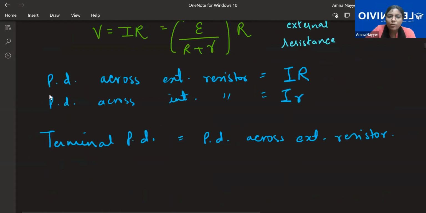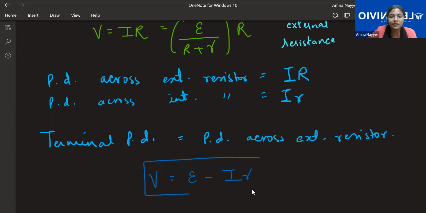If I want to calculate the potential difference across the external resistor, it will be current into the external resistance. If I want to calculate the potential difference across the internal resistor, I'll just multiply the current with the internal resistance. Now see, what is the terminal potential difference? This one, the first one, I into R, is the potential difference across the external resistor. So your formula is V is E minus Ir.